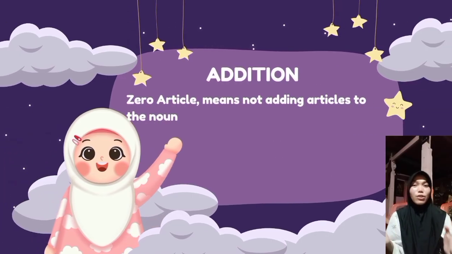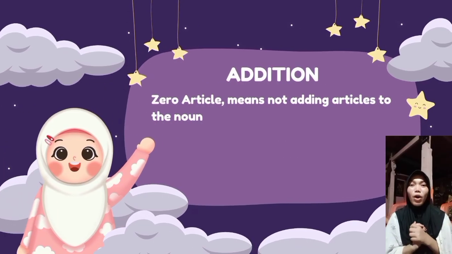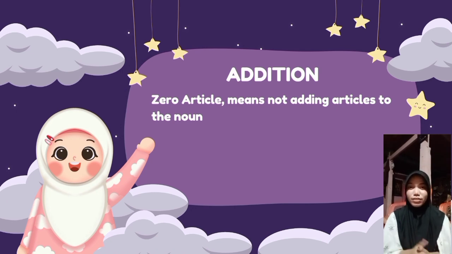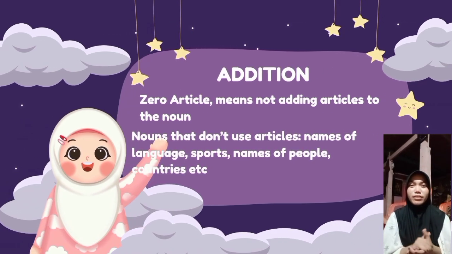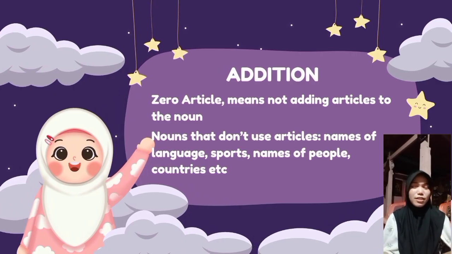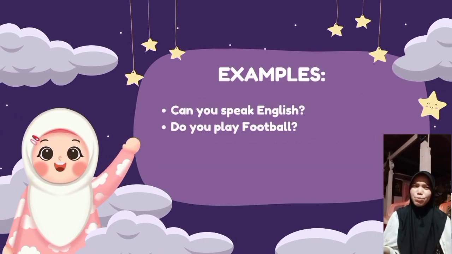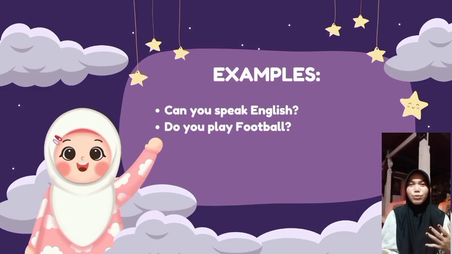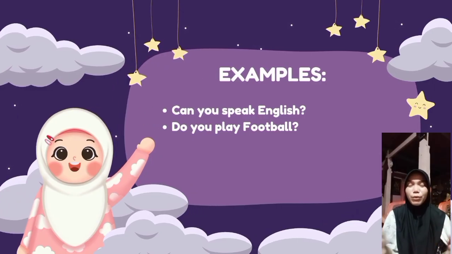For the last but not least, we talk about zero article. It means that we don't need to put or add articles to the nouns. Nouns that don't use articles include the names of languages, sports, names of people, countries, and so on. For example, can you speak English? Do you play football or a football? We don't need to put a football.